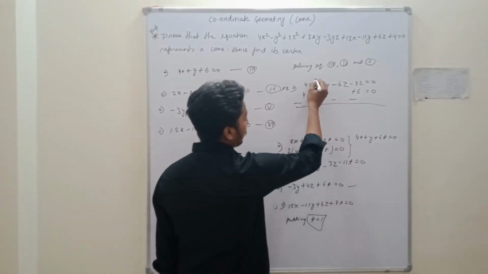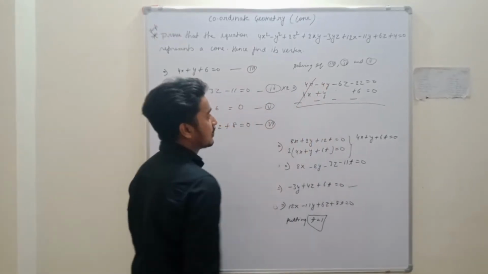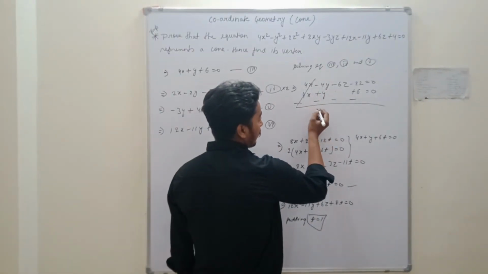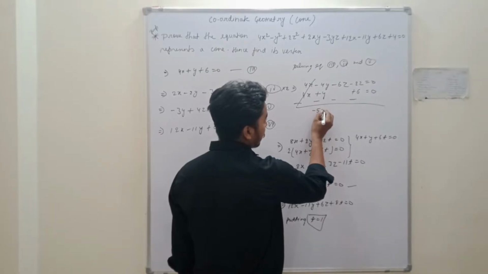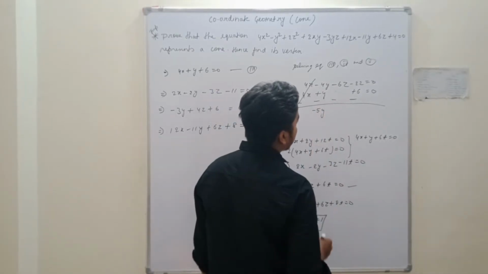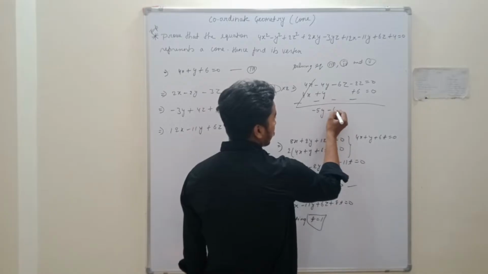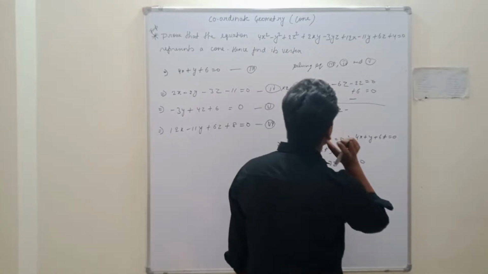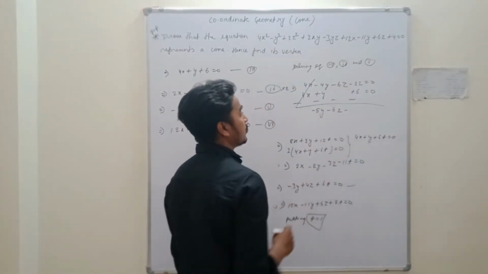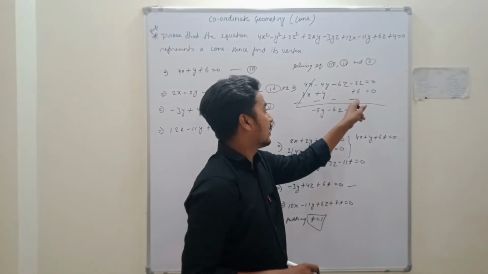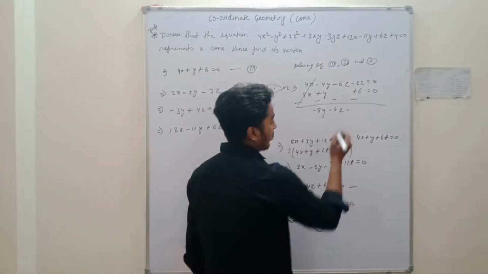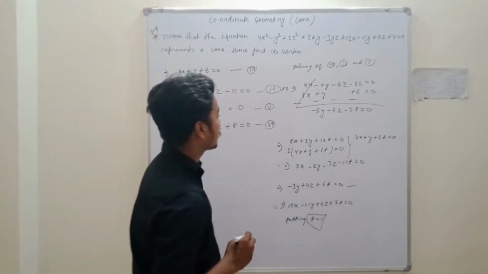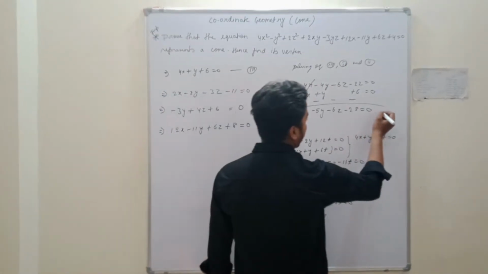So we have to write here plus 4x minus 4x is cancelled out, and minus 4y minus y gives minus 5y, and here is minus 6z, and here minus 22 and minus 6, we get here minus 28 is equal to 0. This equation becomes equation 7.